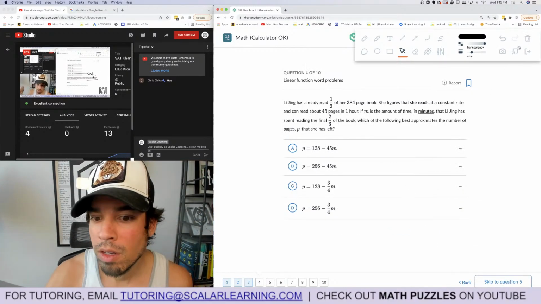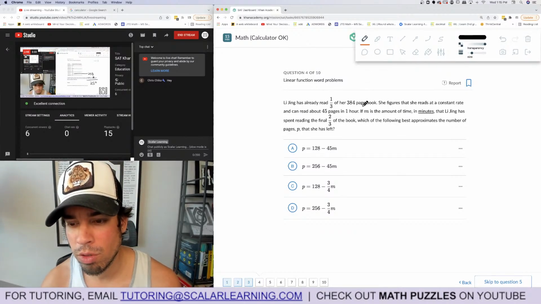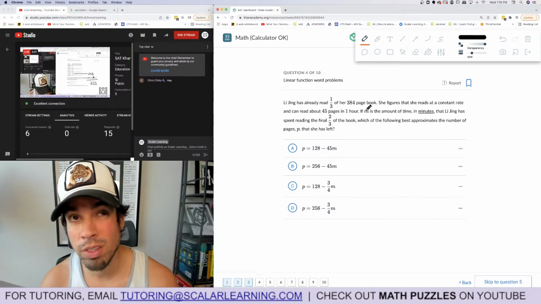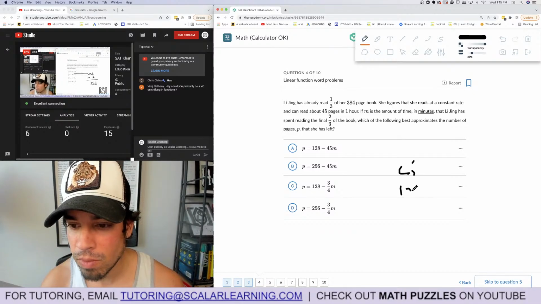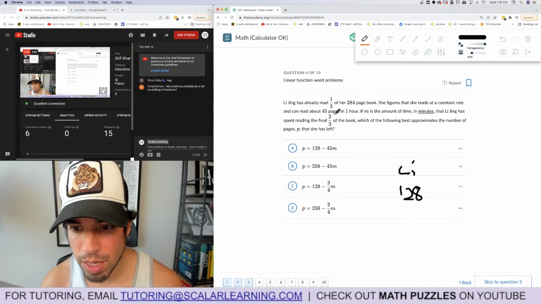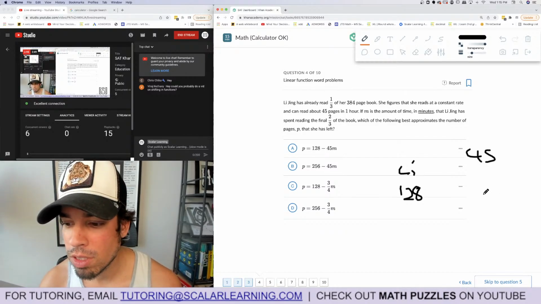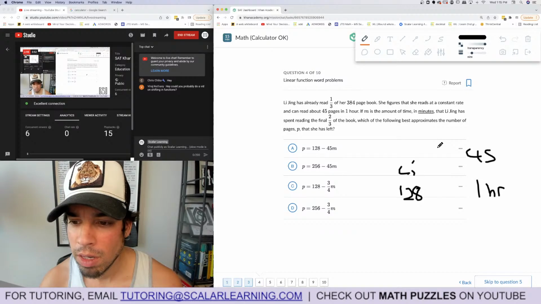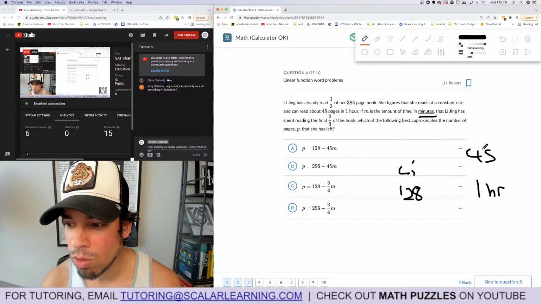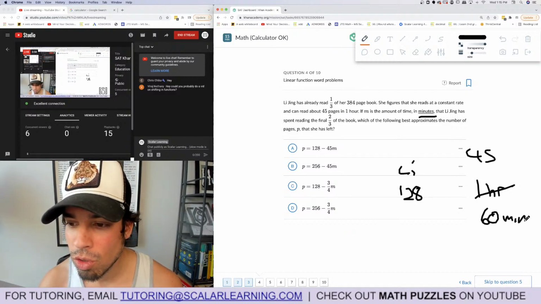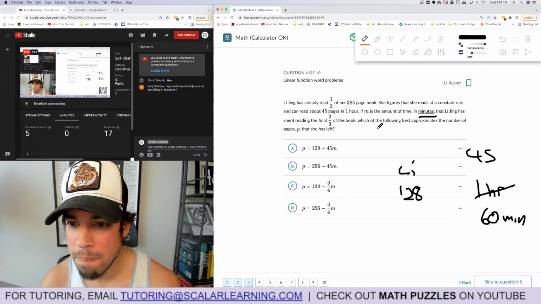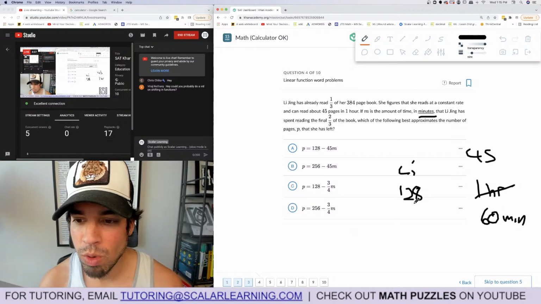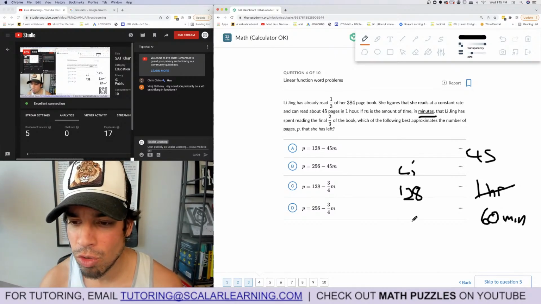All right. Li Jing has already read 1/3 of her 384-page book. Mentally that's 128 pages, right? So Li has done 128, right? She figures that she reads at a constant rate and can read about 45 pages in 1 hour. And if M is the amount of time in minutes, so let's say 45 pages in 60 minutes. So if M is the amount of time in minutes it takes Li Jing to finish reading the final 2/3 of the book. So she's already read 128. The final remaining is 256, right?